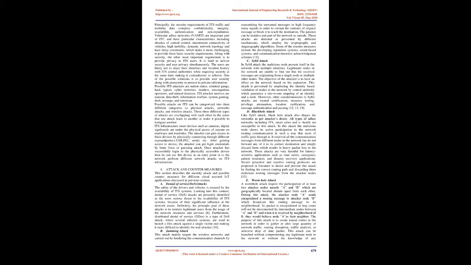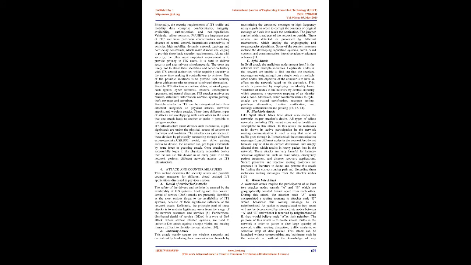It is hard to deliver security and user privacy simultaneously. The users are likely not to share their identities and location history with central authorities while requiring security at the same time, making it contradictory to achieve. One of the possible solutions is to provide user security along with anonymity to protect private information.